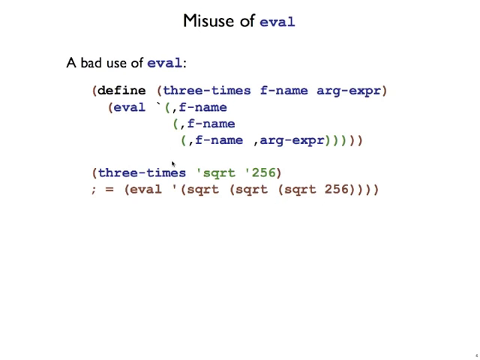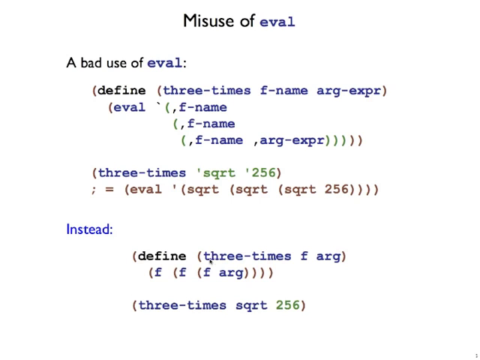Of course, what you should really do instead of 3-times like this using eval is just have 3-times take a function and a value for the argument and apply the function 3 times to the argument. That works just fine in Racket because functions are first-class values.